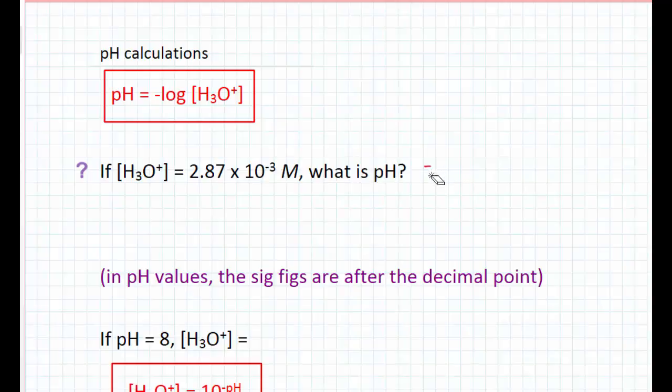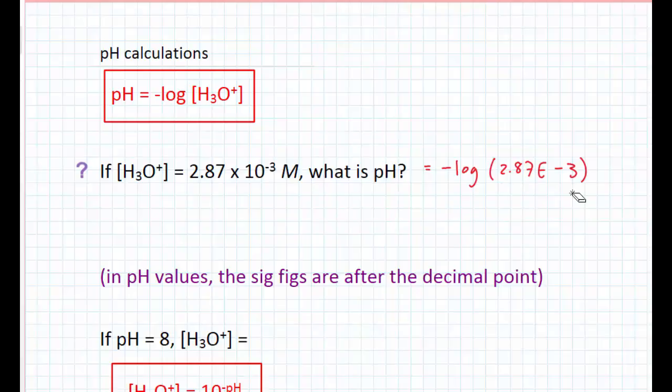So I want you to do that with this one right here. Take the negative logarithm of 2.87 times 10 to the negative 3. And see if you can punch that in your calculator and get an answer and round it to the right number of digits. And let me know if you're having any kind of trouble with your calculator.